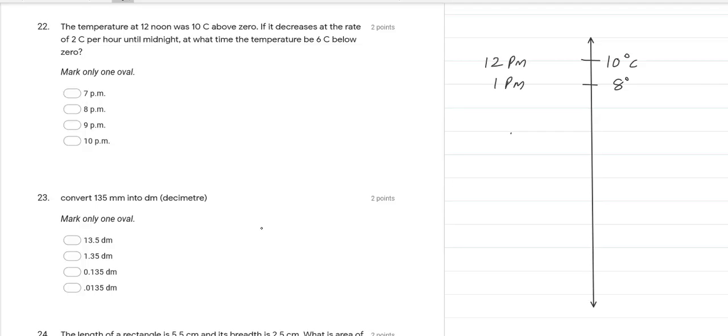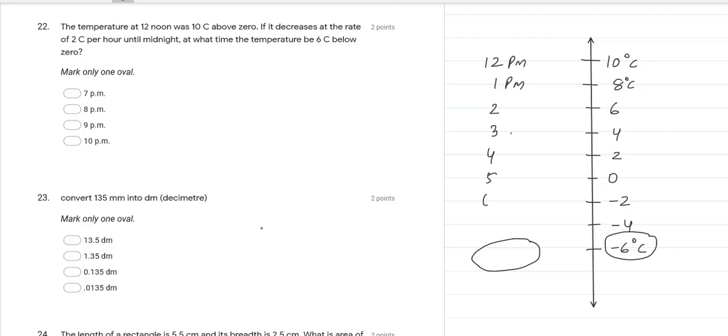It will be 8 degrees Celsius, then 6, then 4, then 2, 0, minus 2. Now it is decreasing on the negative side. Minus 4, minus 6 degrees Celsius. We want to reach this temperature and find the time. Very simple. Just see 1 p.m., 2 p.m., 3 p.m., 4 p.m., 5 p.m., 6 p.m., 7 p.m., 8 p.m. is the correct answer.